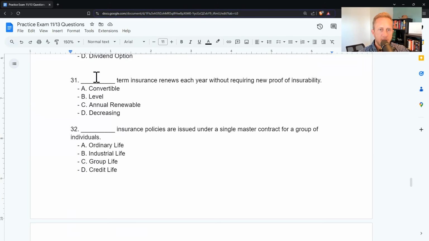Okay. Blank term insurance renews each year without requiring new proof of insurability. Convertible has to do with changing a term policy to a whole life. Level term insurance will be level for a certain period of time and will not renew each year. It renews after a set period of time. That would be annual renewable term insurance. So every year an annual renewable term policy renews and the price goes up based on the new age.